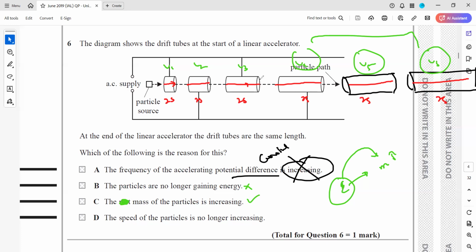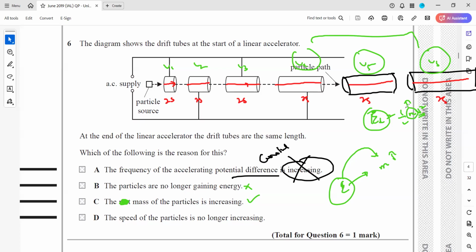So when the particle moves between the tubes, the mass of the particle increases. The particle moves with the same speed even though we supply energy, because kinetic energy Ek equals half mv squared. The speed is not increasing, the mass is increasing. As the mass of the particle increases, the kinetic energy will increase, but the increase in kinetic energy is not an increase in the speed, it is due to the increase in the mass.